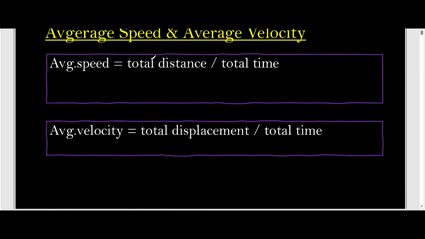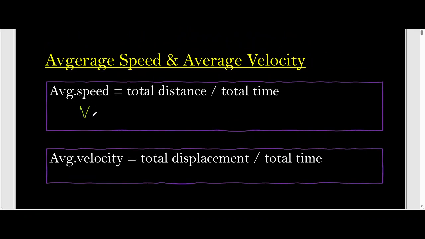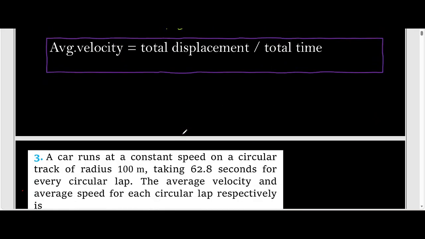Now let's talk about average speed and average velocity. So what is average speed? Denoted like this. It is total distance upon total time, D total by T total. And what is average velocity? Represented with V average vector arrow mark, because it's a vector quantity. So this is total displacement upon total time.